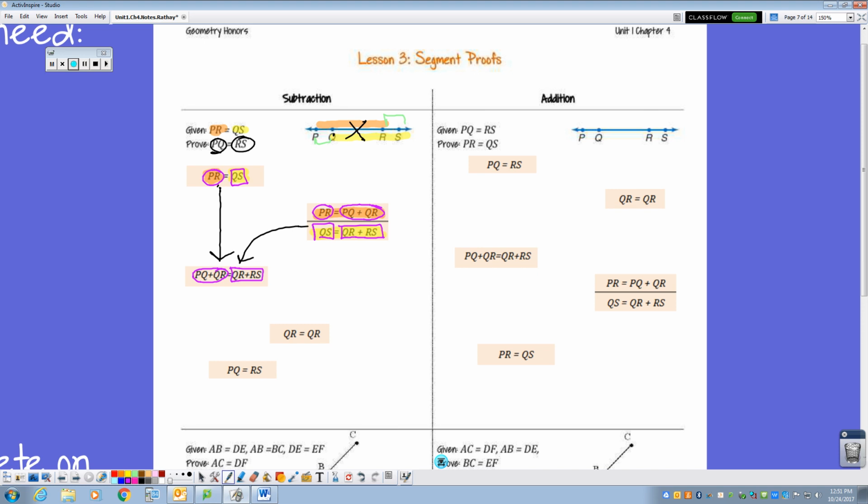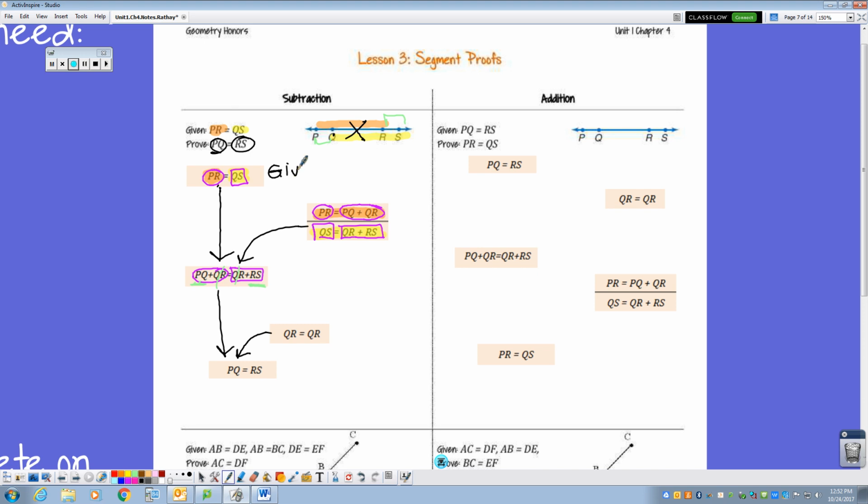Now my goal was to get PQ, which is right here, equal to RS, which is right here. I'm so close. I have them both in the same equation, which is a good sign. But I have these QRs in the way, so I need to get rid of them. Before I get rid of them, I do need to do my reflexive property that says QR is equal to QR. But now that I have that, I can get rid of them, and all that's left is PQ equals RS. So now I'm going to go back through it again and add the reasons.